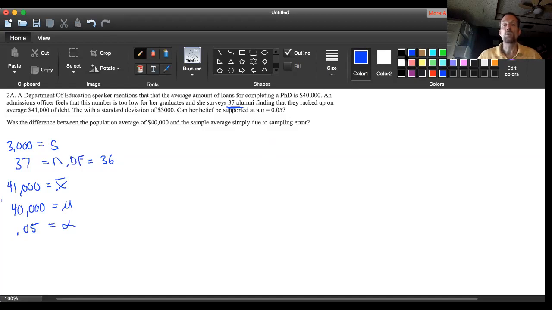Okay, let's start to set up for H0 and H1. My null hypothesis is going to be mu set equal to my population parameter, which is $40,000. And because of the key wording, the admissions officer felt that that number was too low. That lets us know that we have the right tail test.